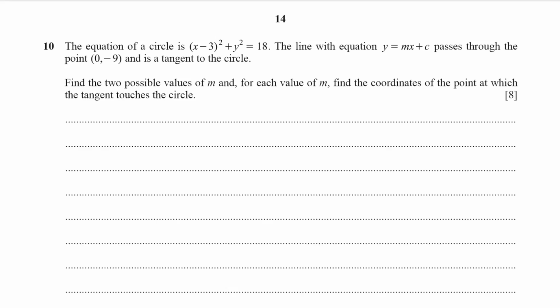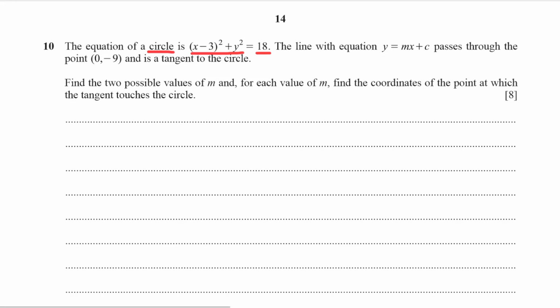Okay, so we have a circle with the equation (x − 3)² + y² = 18. From that we know that we have a circle with center (3, 0). So that's the center of our circle, and we know that it has a radius of √18. Okay, that's some useful information.